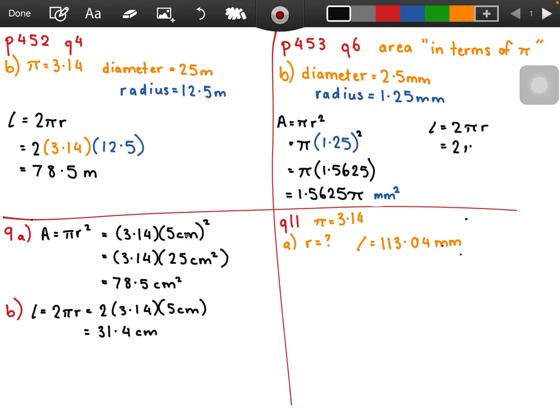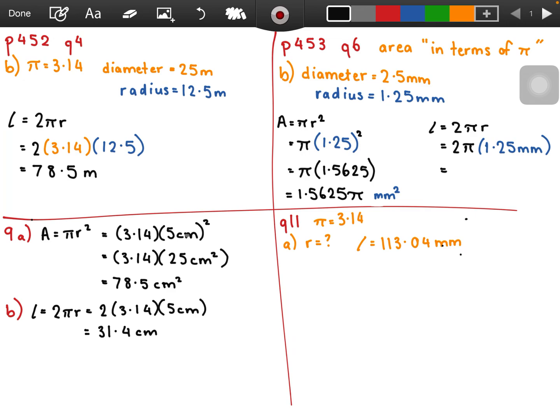Okay, so maybe pause now and try that same thing for the circumference. So 2 pi r. So try it for the circumference now. Okay, so for my circumference, maybe you've paused and tried this one yourself. So again, we don't know pi, and we're going to fill in our radius as 1.25 millimeters.